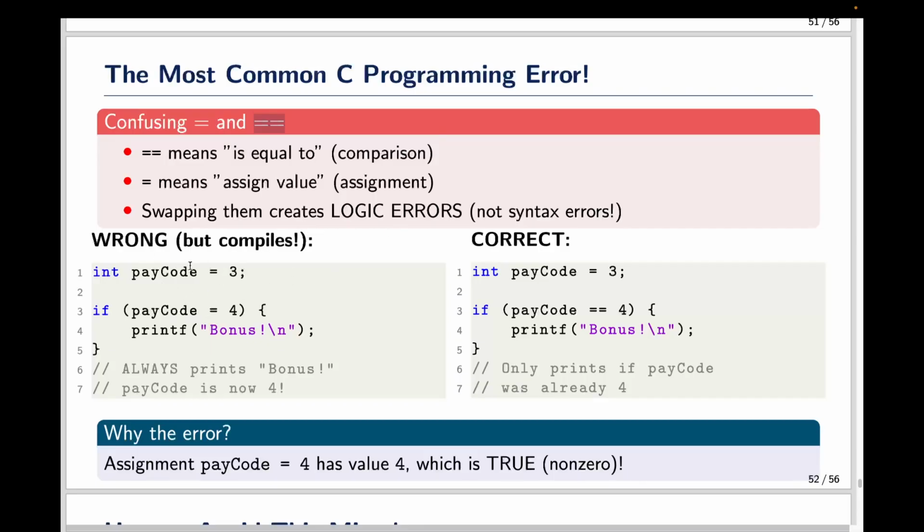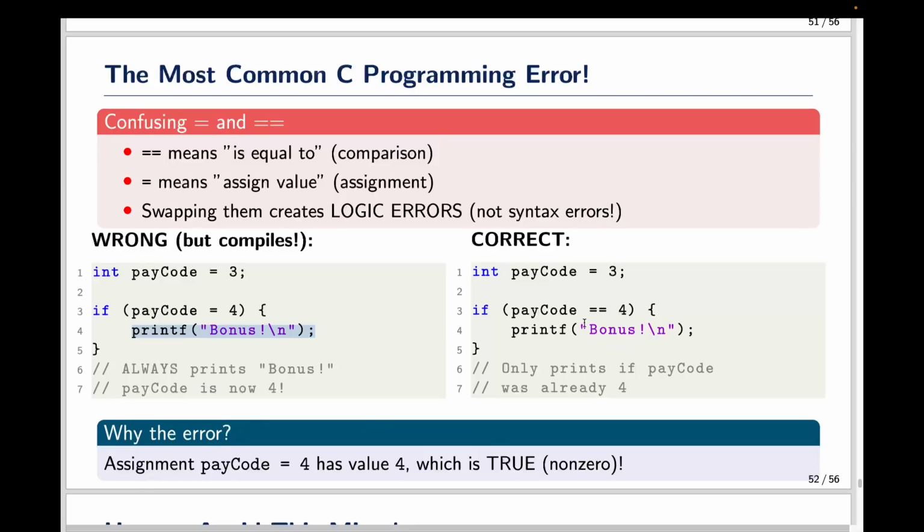Supposing you write this, which is wrong, it will compile. But the problem is, you have a variable, payCode = 3, and if (payCode = 4). Now this single equal sign is not the comparison operator, which has two equal signs. So what will happen? This will just assign payCode = 4 and run this command, even if payCode is not equal to 4. So this will compile and run, and you will never know that you have a problem.